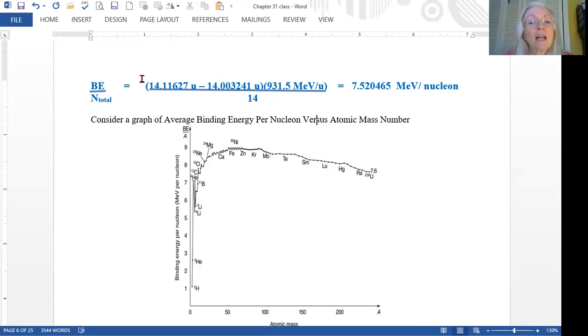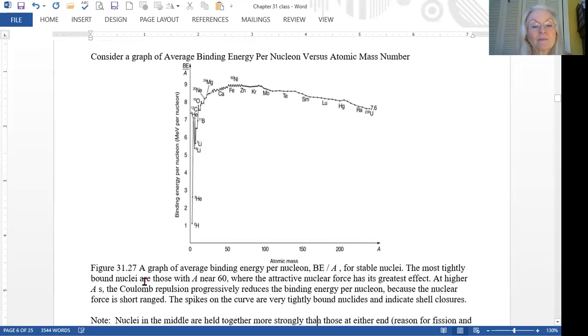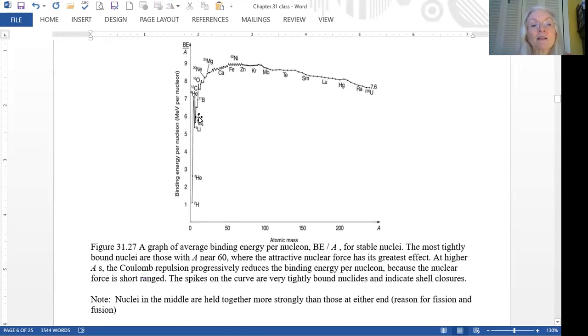If we looked at a graph of average binding energy per nucleon versus the atomic mass number, it would look like this. There's some little sharp peaks, there's a relatively flat area, and then it trails down. We'll refer back to this, but this chart helps explain some things like nuclear fission and fusion and why there's some instability at either end of our atomic spectrum. The nuclei in the middle are held more strongly than those at either end, so the ones in the middle are stable.